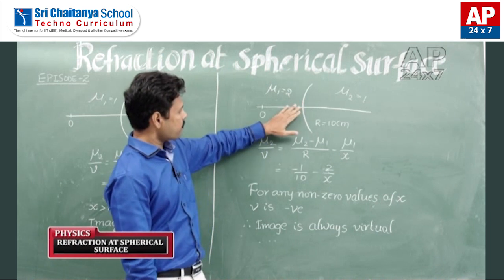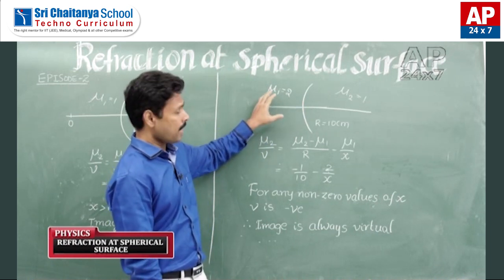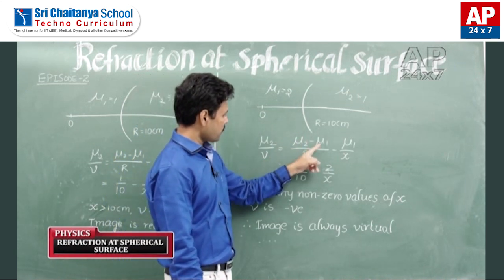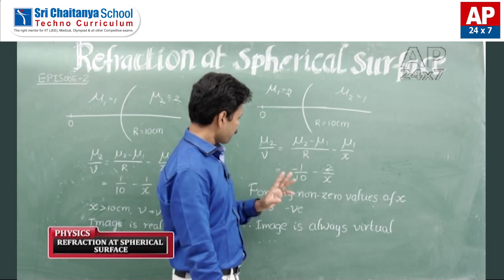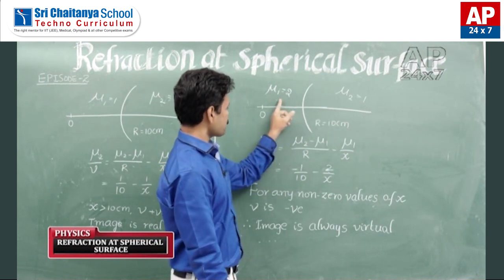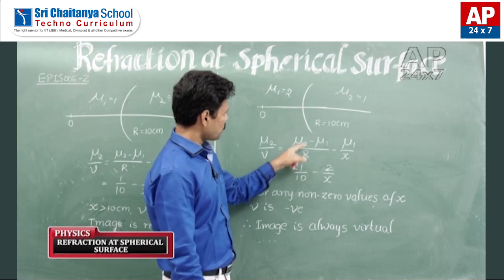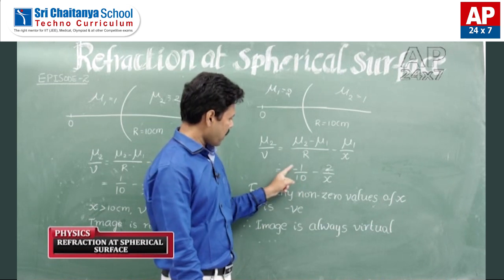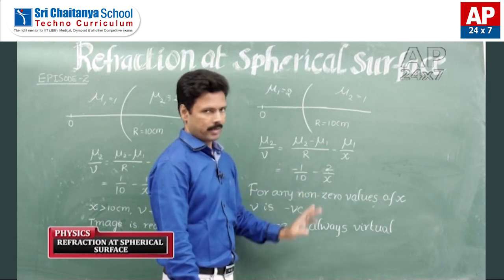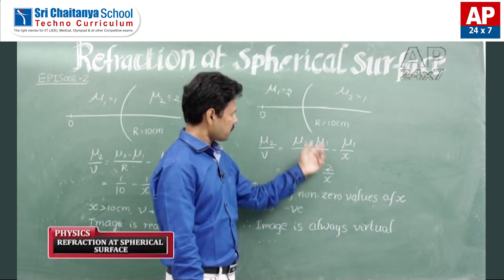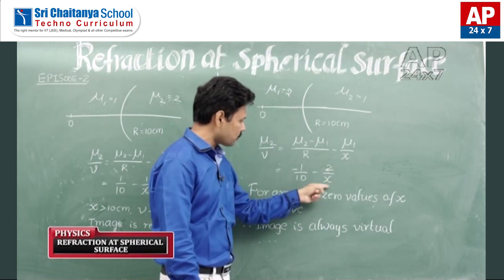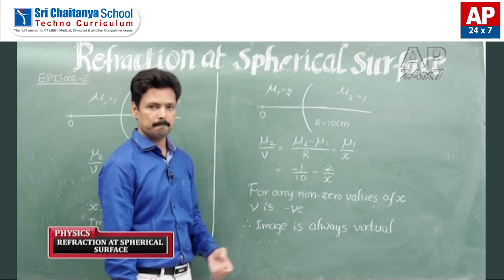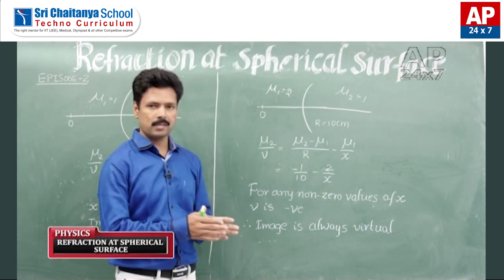Now here also object is on convex side, but now it is in denser medium. Now see carefully, mu2 minus mu1 by r minus mu1 by x. So mu2 minus mu1, 1 minus 2, r value according to sign convention it is positive, that is 10. So minus 1 by 10 minus 2 by x. Since x is a distance, it is positive, therefore this total value for any non-zero values of x, v will be negative. That means image is always virtual.